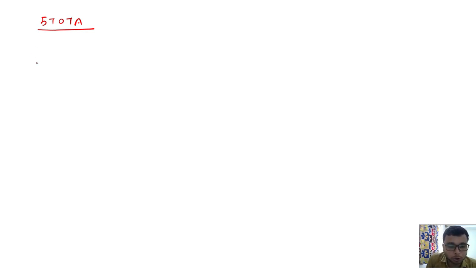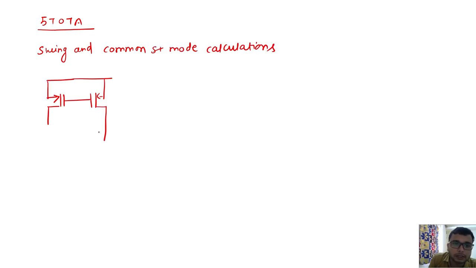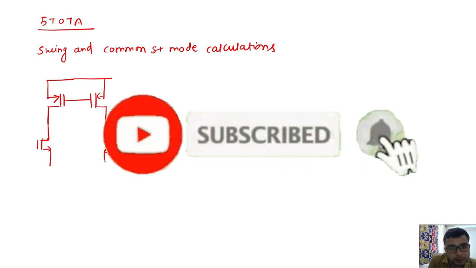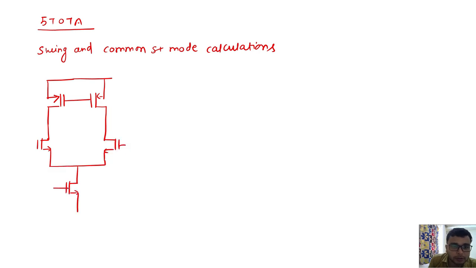Here we will calculate the common mode which needs to be applied at the input, and what output swings we can get from a particular structure. So for swing and common mode calculations, we will see how much input signal we can apply so that the transistors work in saturation. Everyone knows how to calculate this, but my point is not that. I'll take some different things also which may be asked in an interview.